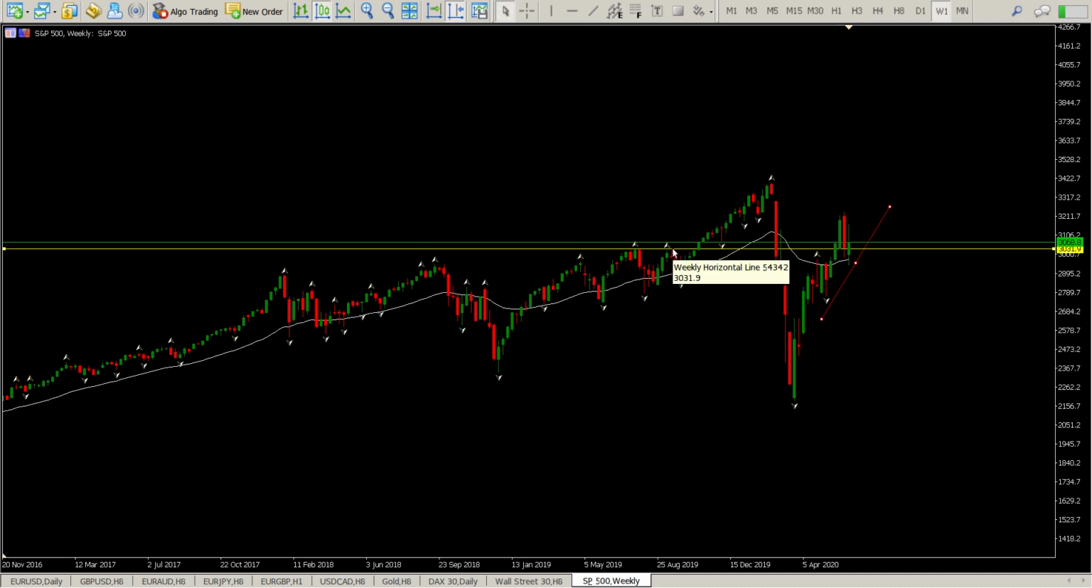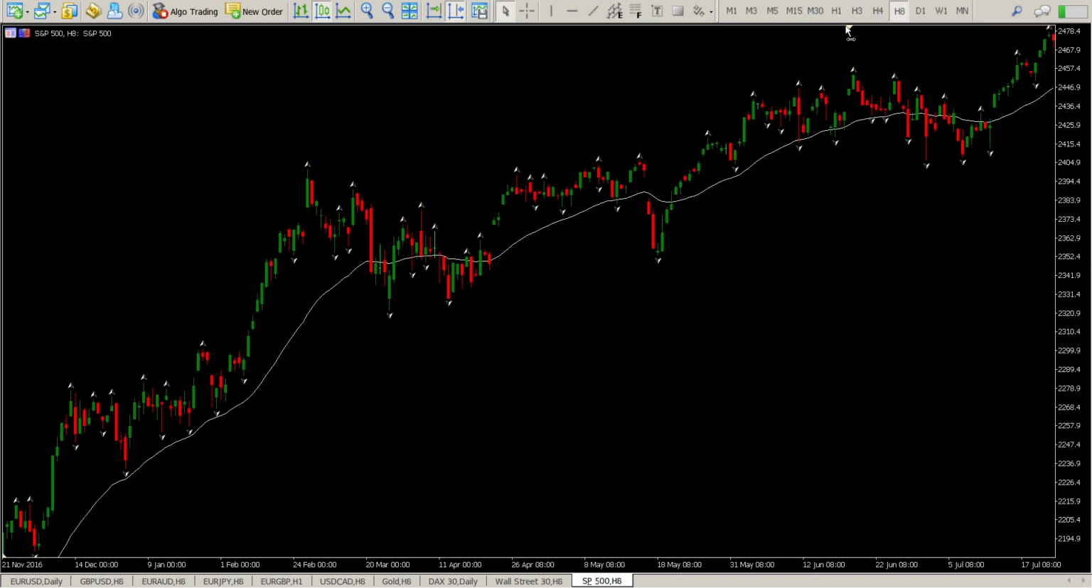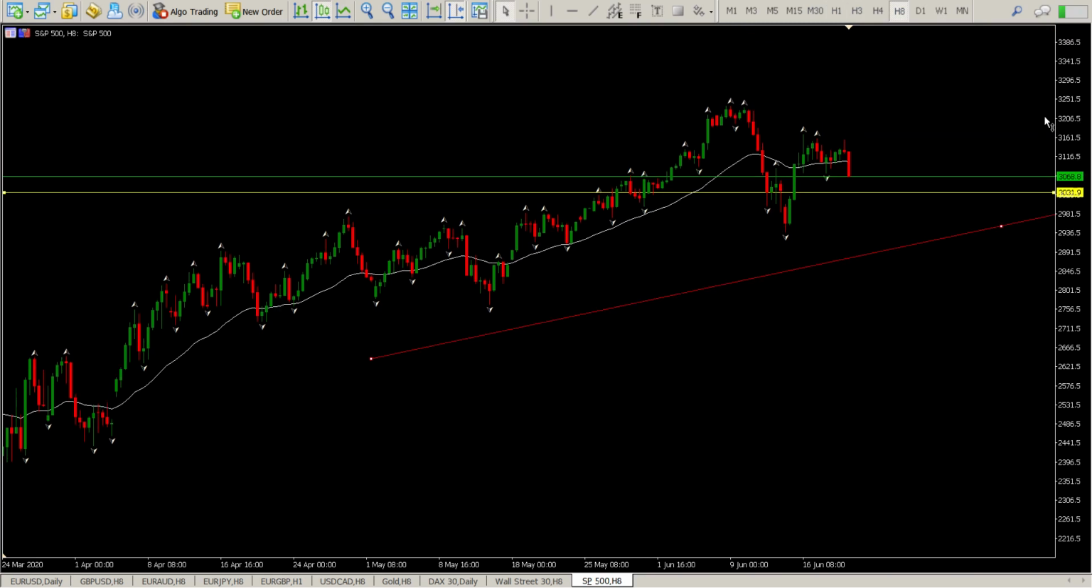Okay, so that level of resistance, which is 30.31, and we closed on 30.69. Okay, so we've closed above that. We've closed above 3,000 as well. So coming down to the 8 hour, same picture. Complete confusion range.